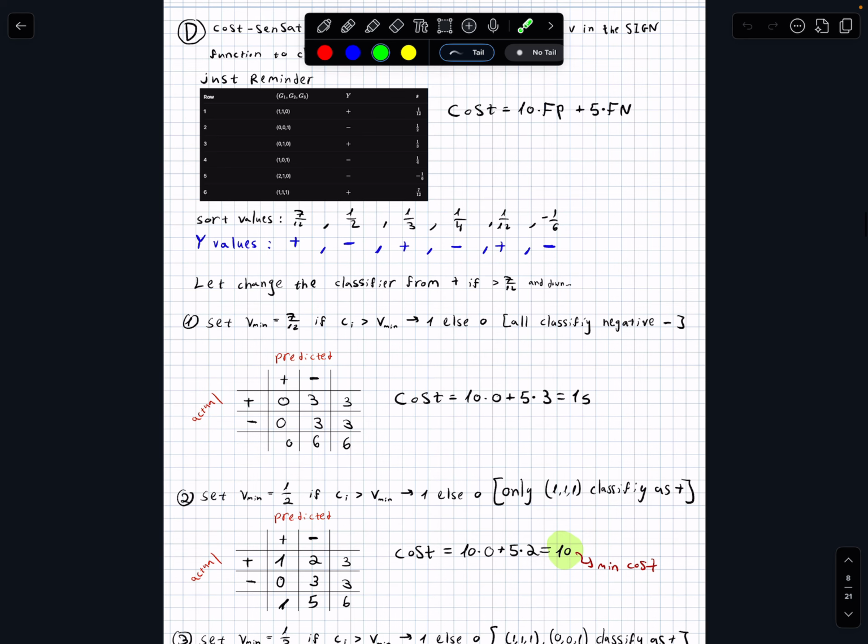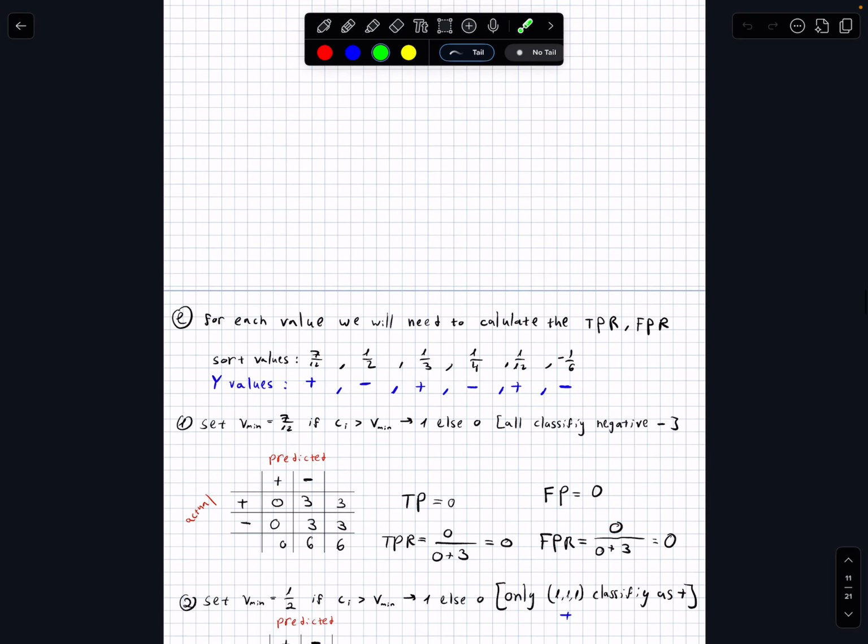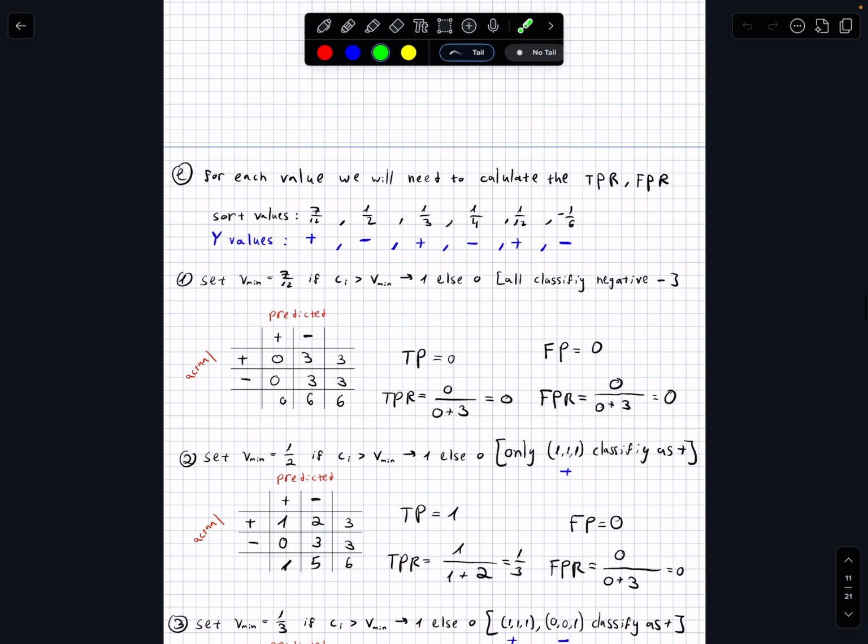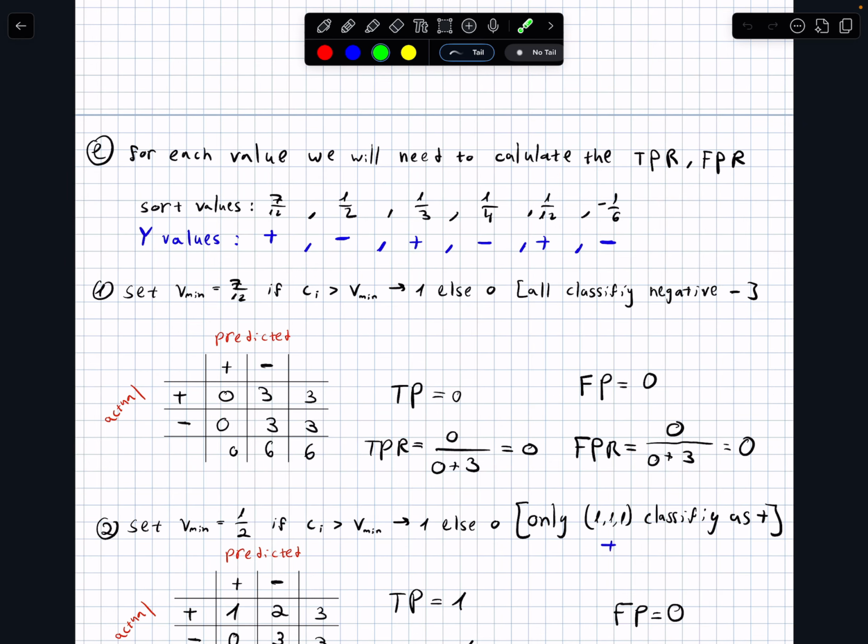What we did here was calculate the cost, which was the previous task. Now we will do the same logic. We'll go through each cutoff point and classify the rest as minus and see how the ROC curve changes. If we put the cutoff here and classify all of them as minus, we'll see what happens. Then we put the cutoff here and classify only him as plus, then here and classify both of them as plus, and then here, and so on.